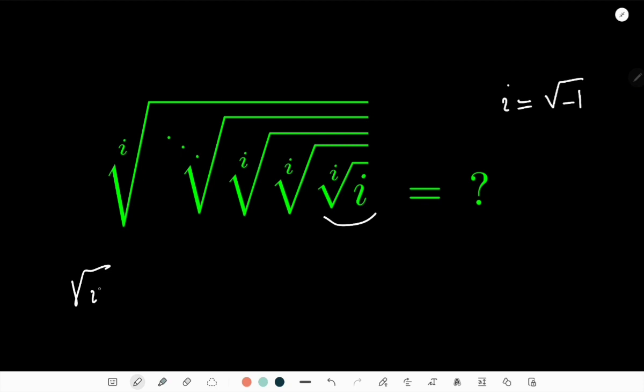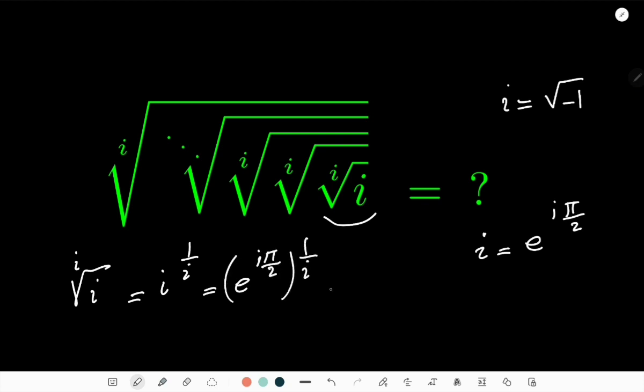If I have just the ith root of i, and by the way, we know from complex number theory that i can be written as e to the power of i pi over 2. So I'm going to make use of this a lot. So this will be i to the power of 1 over i. And this is basically e to the power of i pi over 2, to the power of 1 over i. So i will be cancelled, and this is nothing but e to the power of pi over 2.